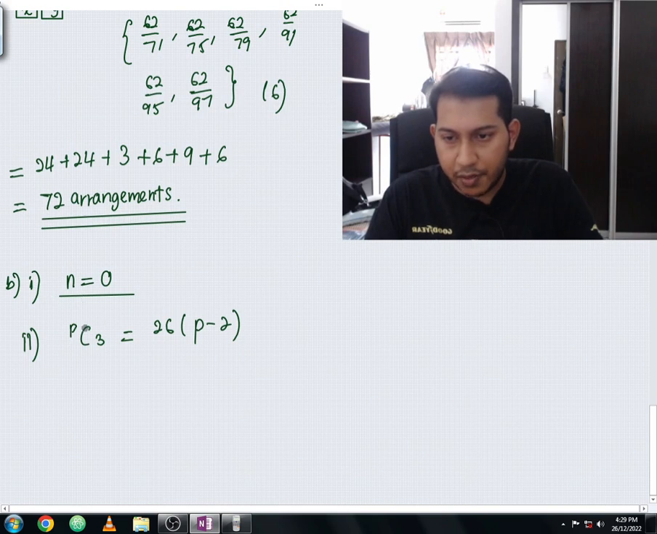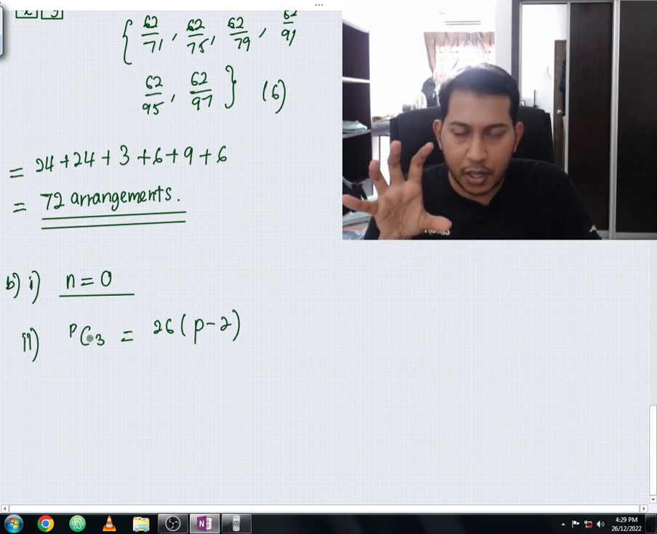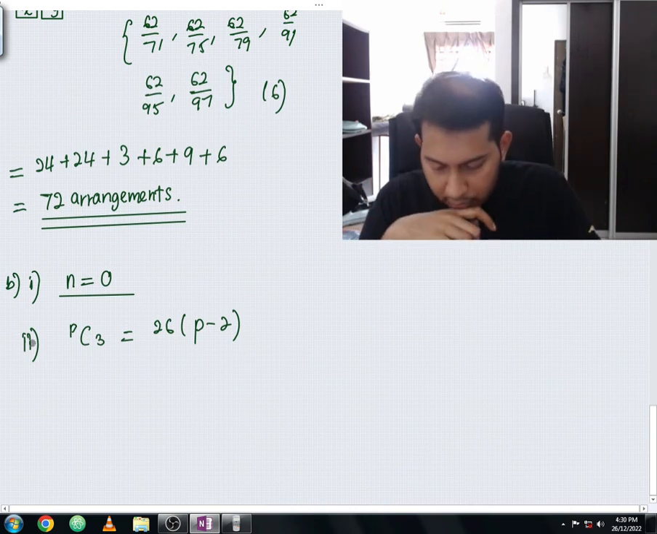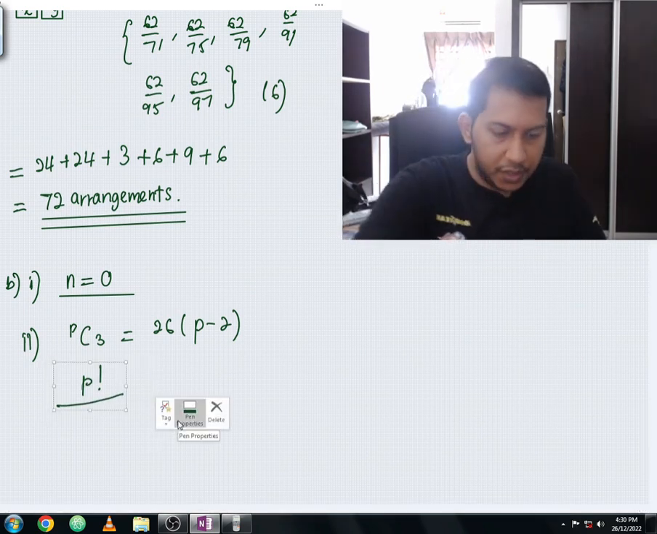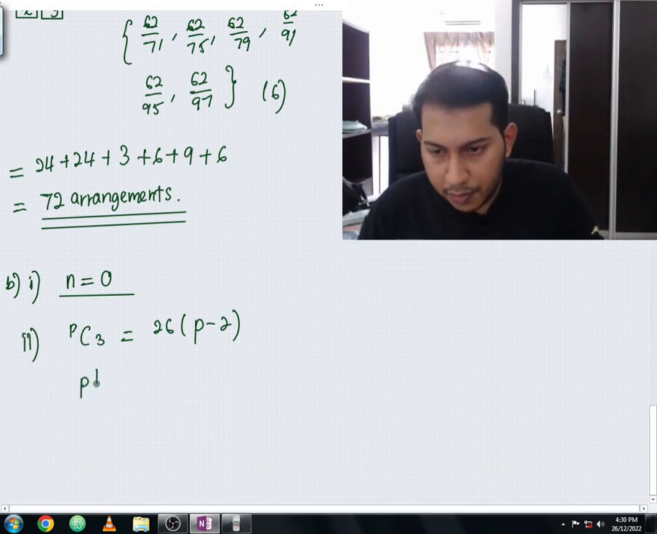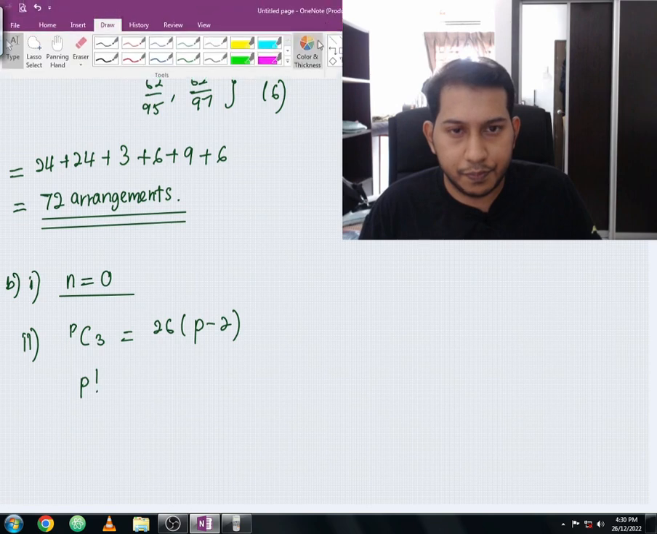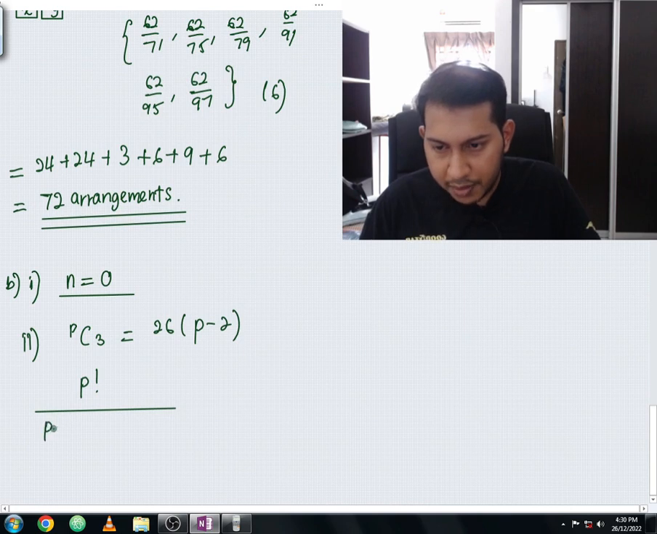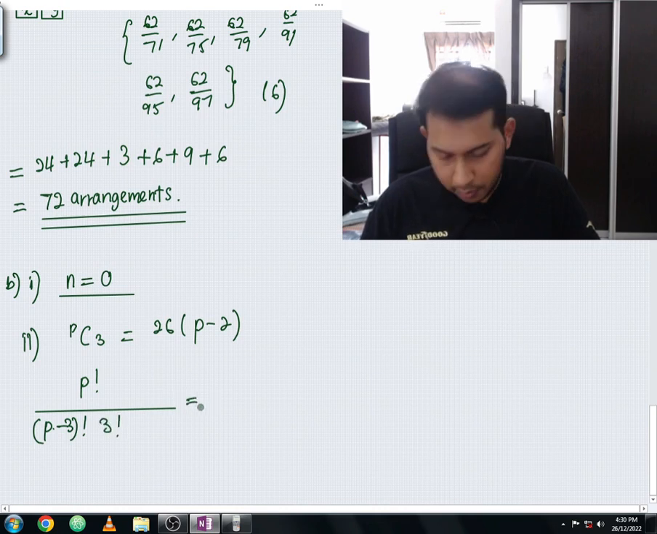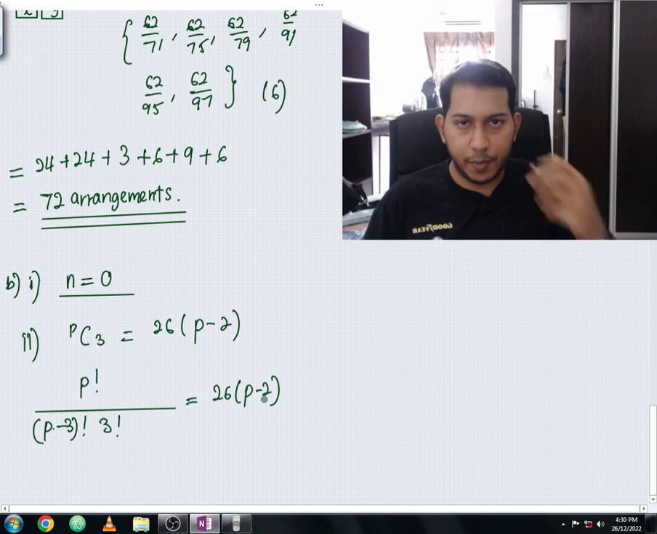Okay, so within this combination expression, we need to convert them into an equation. So let us convert them into an equation. So from here, p factorial divided by (p - 3) factorial, and then times 3 factorial, and then from here you get is equal to 26(p - 2). So this is the formula for combinations.